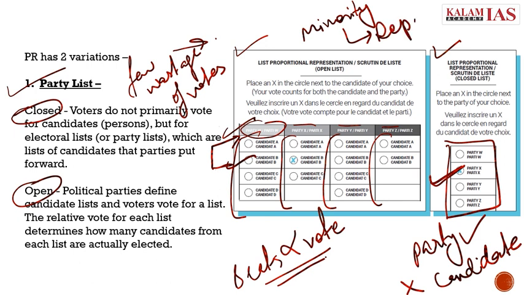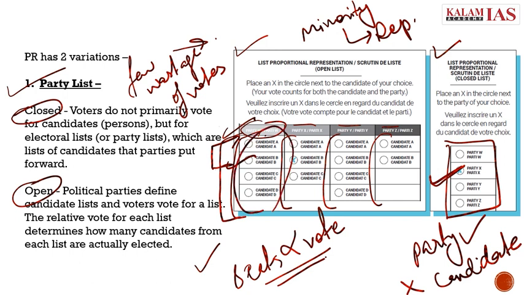Then we have seen that seats are proportionate to votes, and another advantage is that it allows the parties to represent the candidates, to represent the diverse list of candidates.